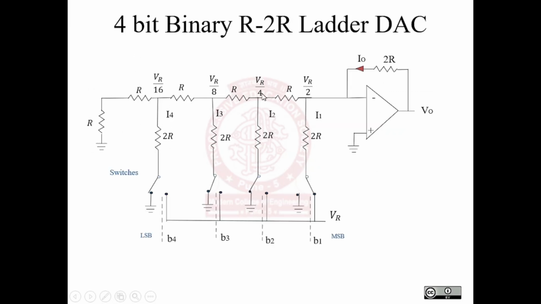Likewise, if we want to find out the value at these terminals, we have to respectively put that bit at VR and the other bits at ground. So we will get the values, that is VR upon 2 at this terminal, VR upon 4 at this particular terminal, VR upon 8 at this terminal and VR upon 16 at this particular terminal.